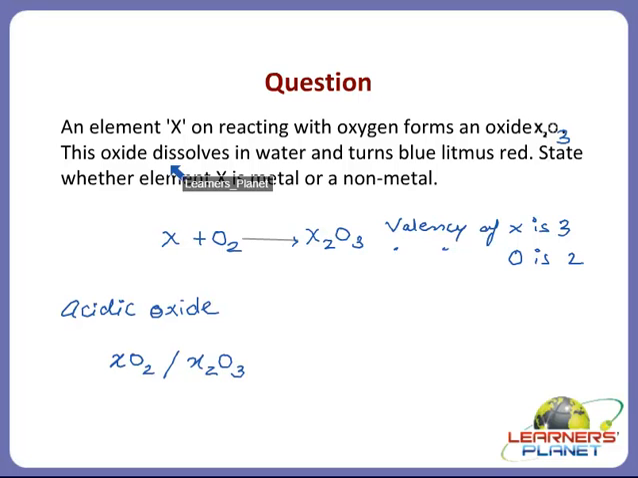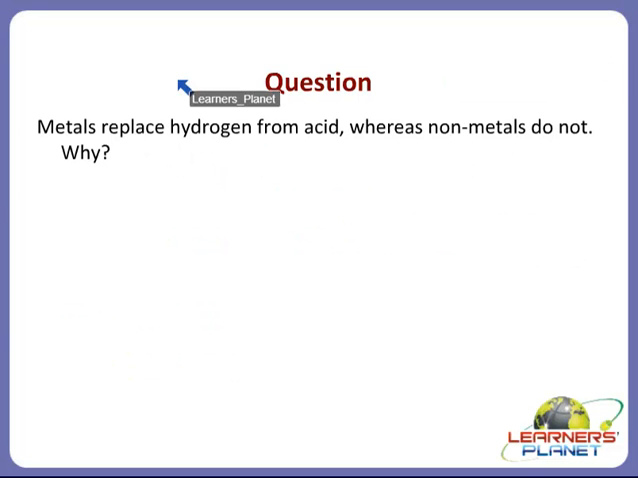What you have to keep in mind here is that it is dissolving in water and turning blue litmus red. Had it been red litmus blue, what would X have been? X would have been a metal. But it is turning blue litmus red. It means X is what? X is a non-metal. Getting my point? Because acids turn blue litmus red. Let's take up our next question here.